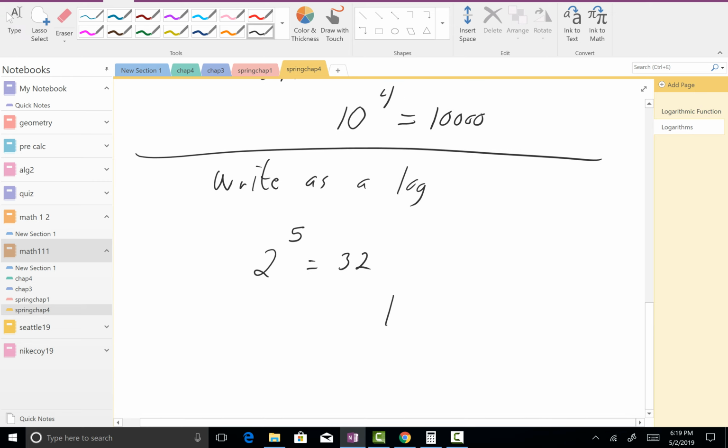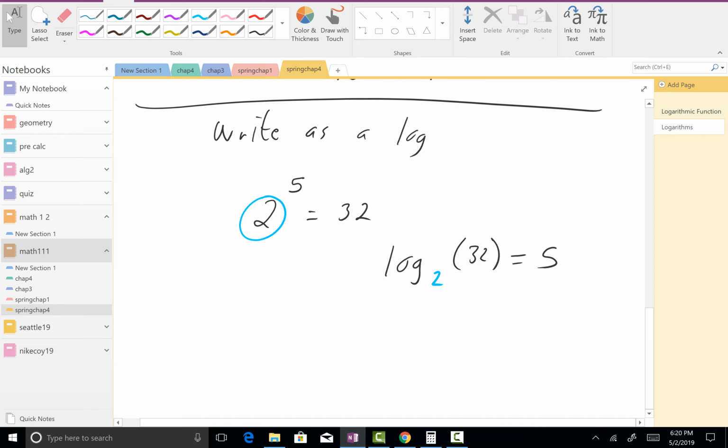Well, that's no problem. Log, here's my base, all right? Output becomes input. There we go. The log of 32 base 2 is equal to 5, right, as a log. Anytime you have an exponential, you can do that. Log base 3 of 27 equals 3. Writing it as an exponential. Okay, they're just inverses of each other, and that's what a logarithm is.